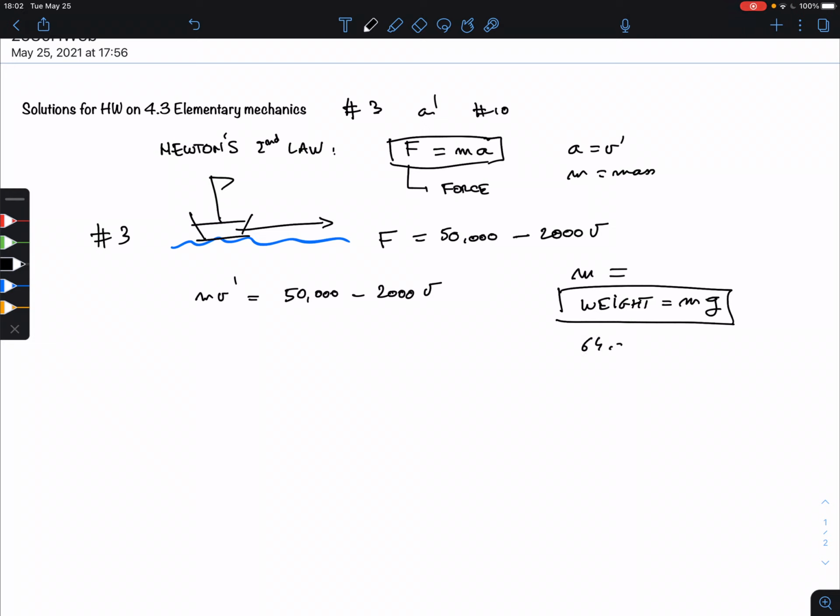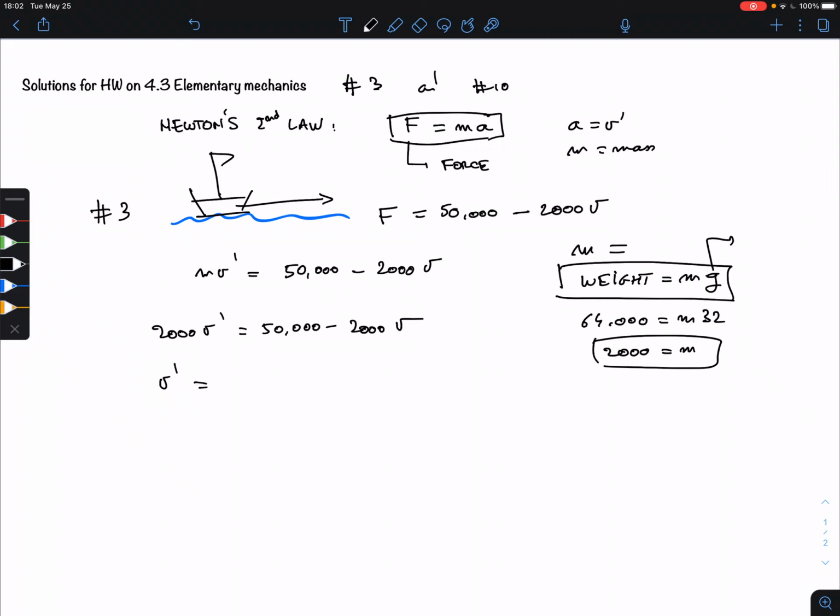So weight is really m times g. In this case, 64,000 is the weight. And how should we measure g here? Everything is in pounds, so it is the ancient British system. So this is 32 feet per second squared. From this, we see that m is 2,000. Okay, so we can plug this in. 2,000 v prime equals 50,000 minus 2,000 v. Clearly, we can divide everything by 2,000, so v prime equals 25 minus v. It becomes a very neat differential equation. What do we do with this?